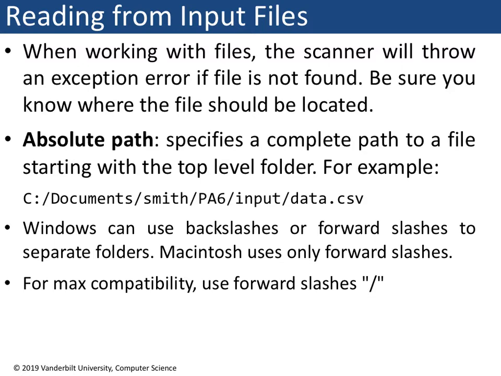There's two ways to tell the file object where to look for this file that you want to be able to manipulate. One is an absolute path. This specifies the complete path to a file starting from the top level folder. So in Windows, that might look like C:\document Smith programming assignment 6 input data.csv. It would look very similar on Mac as well, but notice there is a little difference here. Windows can use either backslashes or forward slashes, whereas Mac only uses forward slashes. So for more compatibility, it'd be better to use forward slashes in your programs when you are telling it where to look for a file.